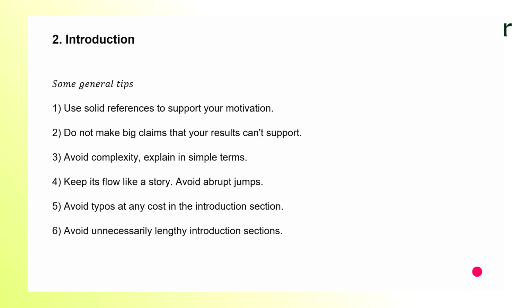The second point is that you do not need to make very big claims that your results can't support. The problem is that when you start reading a research paper, you read the abstract and then you read the introduction. Some authors present it in a way that they have done some revolutionary research. They have done this thing, this thing, this thing. I have seen papers where when I read the introduction, I'm like, how could they even do this much research and present it in one paper?